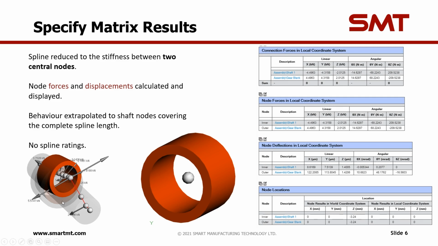When we're looking at the actual assembly, the image on the right here is just of the node model of the spline, and then on the left we have the actual node model of the shaft assembly, including that spline. What you can see is that there are multiple nodes along the length of the spline there, not just one. So the behavior of this one node is extrapolated to the shaft nodes covering the complete spline length. And yet again, as with the simple stiffness specification, there are no spline ratings using this method.